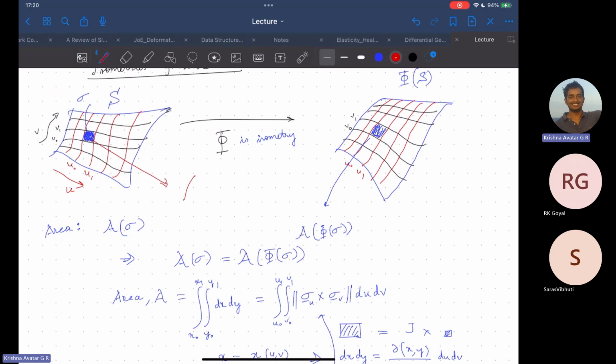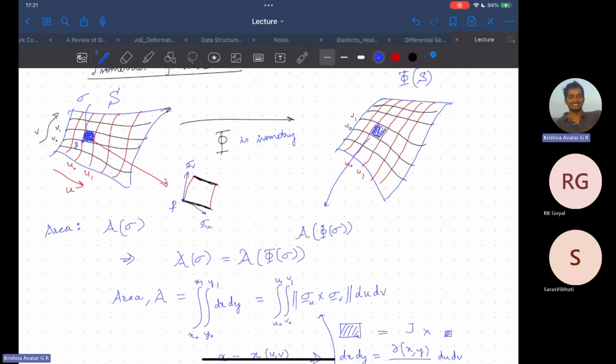Just for exaggeration purposes, let's enlarge this patch and use the appropriate colors for the coordinate lines. So this is u, and this is v. These are the segment portions of the coordinate lines. At this point, let's call this point the p vector, and at this point we could define the tangent vectors, right? So the tangent vector was this sigma u. This will not be sigma u, this will be sigma v, because along this direction v is varying, and along this direction you have sigma u.